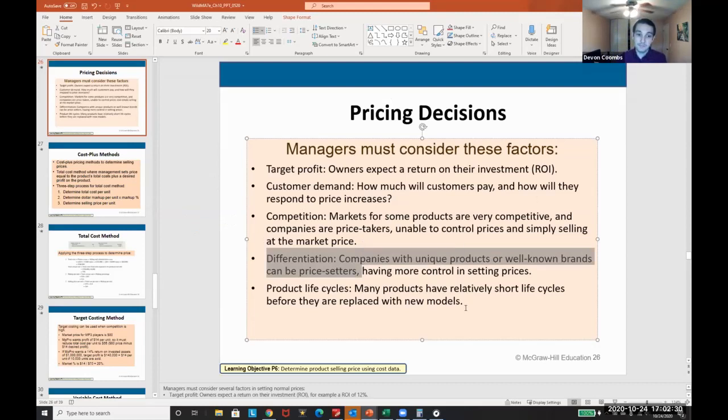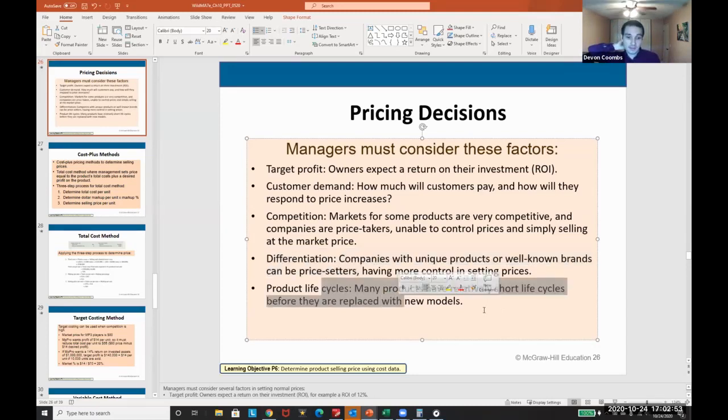Differentiation. Maybe my competitors are charging $50 an hour, but maybe I have an expertise. Like I'm a revenue subject matter expert for software companies. That's something I'm particularly good at and no one else can do. So maybe my premium is worth it. So I have more control in setting my price because not a lot of people have the expertise that I have. And then product life cycles.